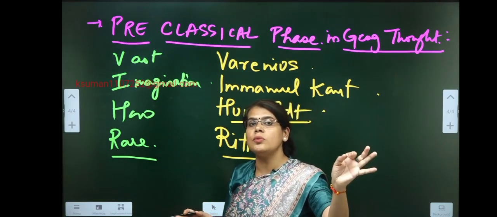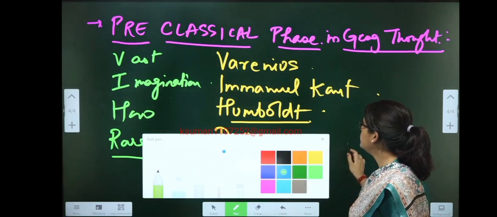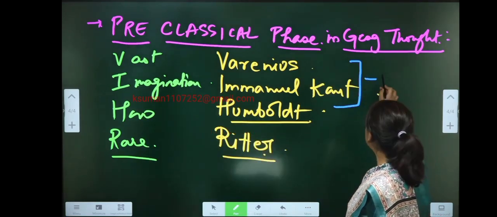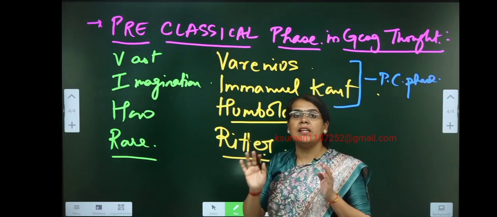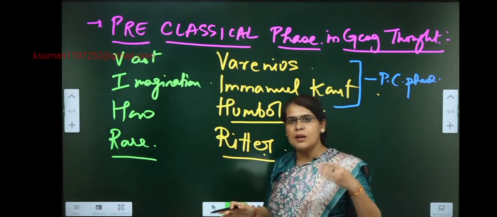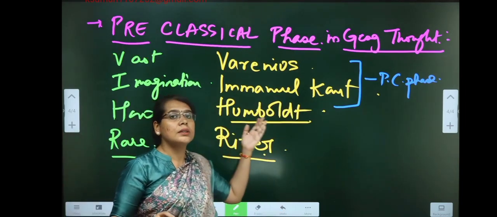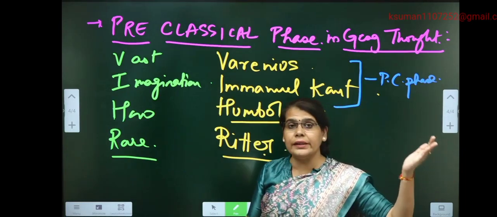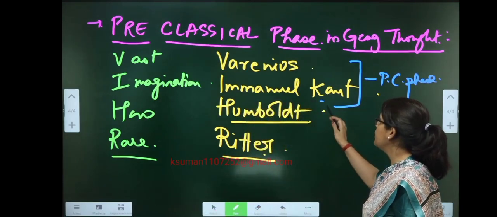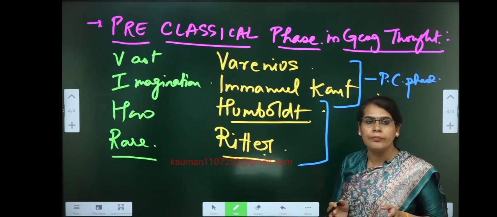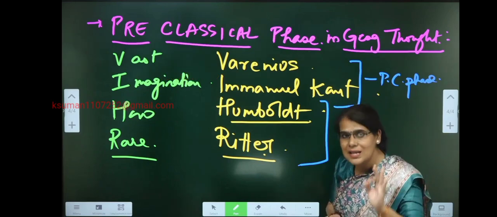Now please listen to me very carefully. The time period of Varenius and Kant, this is the time period of the pre-classical phase. The period of Varenius and Kant and some of the thinkers from the Age of Voyages. Okay, so the time period prior to Humboldt, belonging to Varenius, Kant and the other thinkers, is the pre-classical phase. This time period, which includes the contributions from important thinkers like Humboldt and Ritter, is called the classical phase of geographical thought.